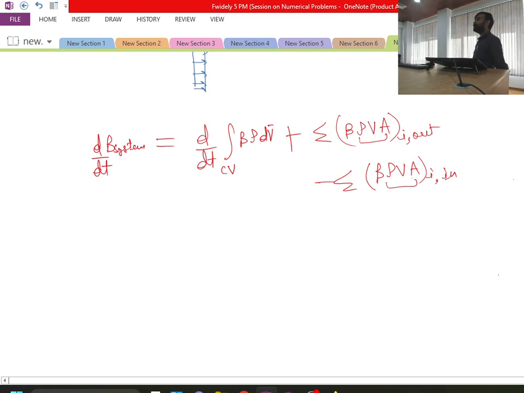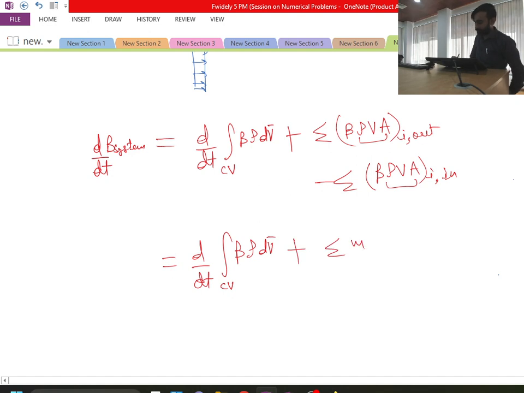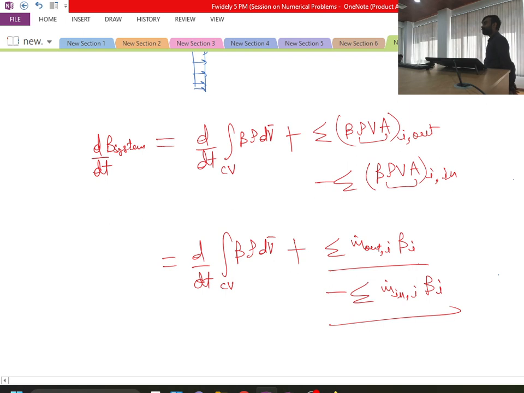Rho into area into velocity is nothing but mass flow rate. So I can simply write this as d by dt of integral over the control volume of beta rho dV, plus summation of m dot out i into beta i, minus summation of m dot in i into beta i. Okay, is the point clear?